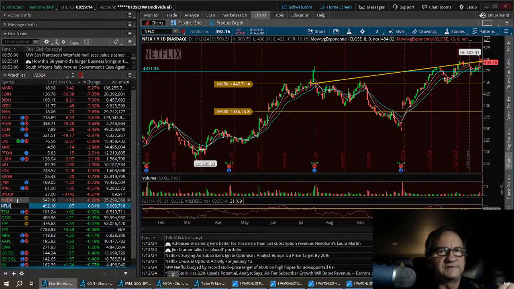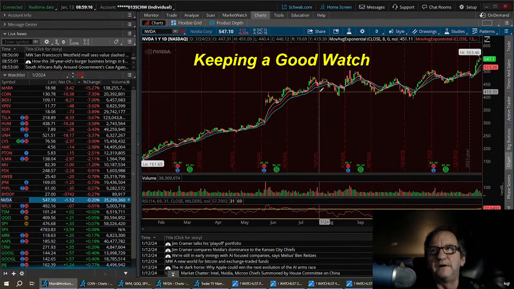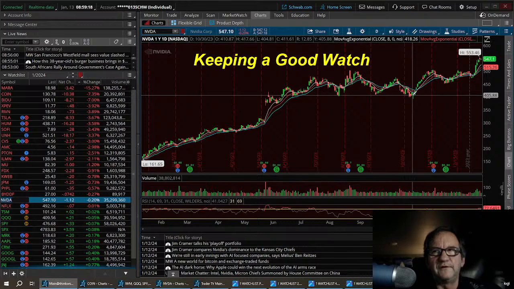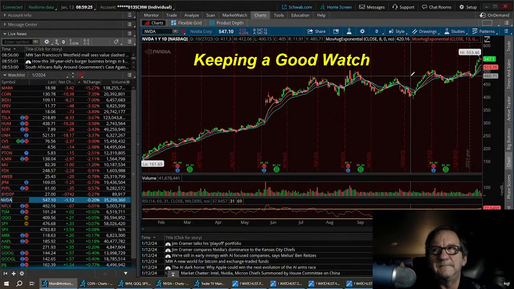NVIDIA is the same way. They pumped this stock to 1,200, 1,150. The stock's going to 1,200. And I'm going, are you people nuts? That's 100%, 110, 120%.